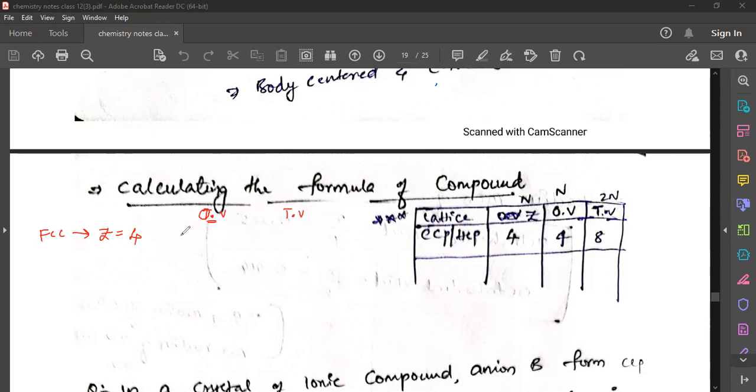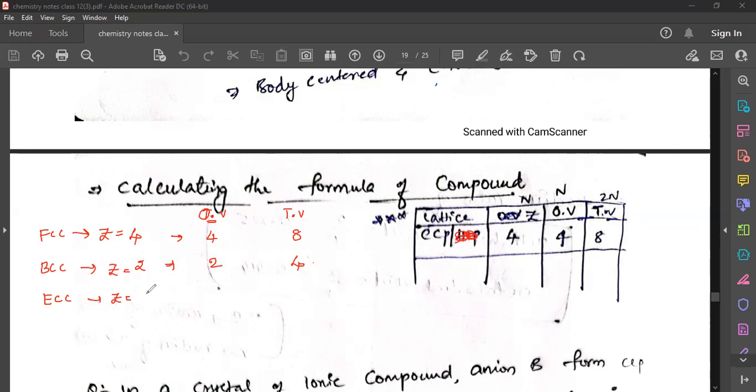How many octahedral voids will be there? 4, sir. 4 only. Good. How many tetrahedral voids? 8. Suppose if you take the BCC structure, the Z value is 2. Very good. Octahedral voids is also 2. Tetrahedral voids will be 4. Clear?